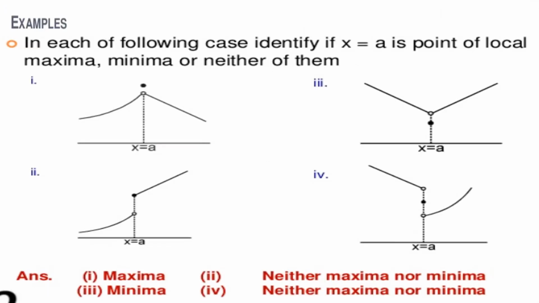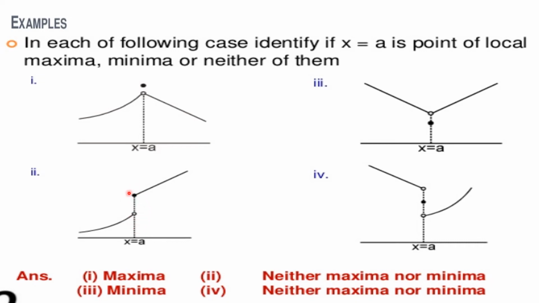Right. Now see these examples. In each of the following cases, identify whether x is equal to a is a point of local maximum, local minimum, or neither of them. See, observe this first figure. At x is equal to a, it has a local maximum. Now come to the second figure. At x is equal to a, it has neither a local maximum nor a local minimum.